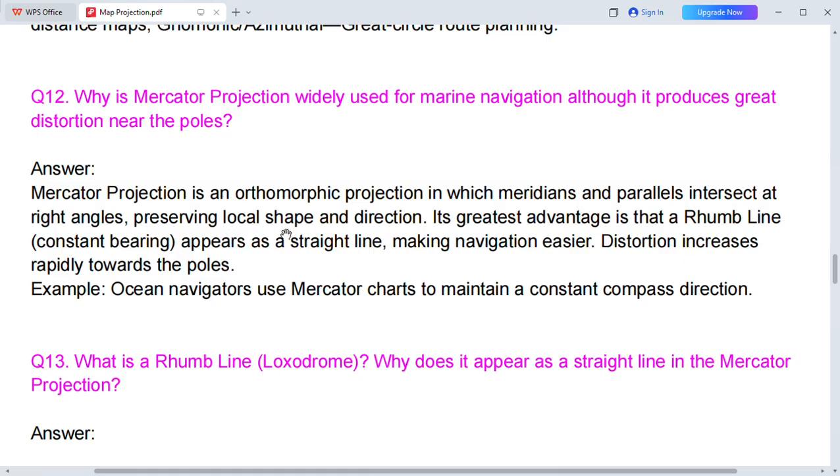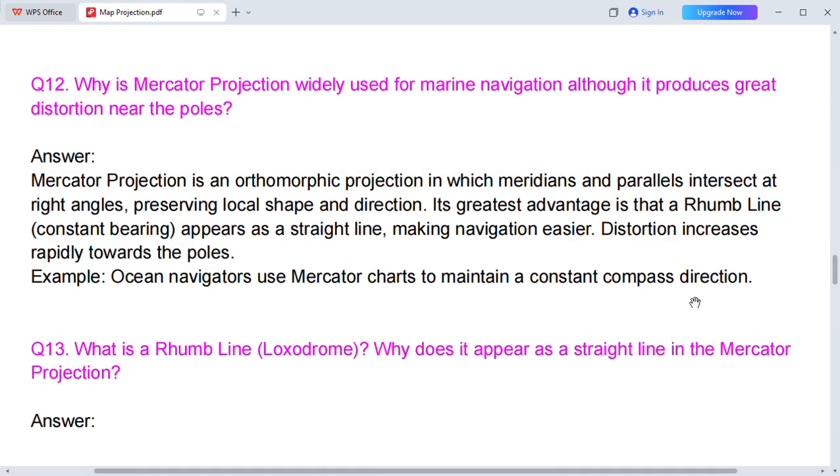shape and direction. Its greatest advantage is that a Rhumb line or constant bearing appears as a straight line, making navigation easier. Distortion increases rapidly towards the poles. For example, ocean navigators use Mercator charts to maintain a constant compass direction.